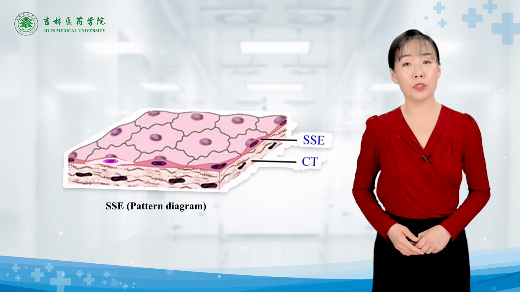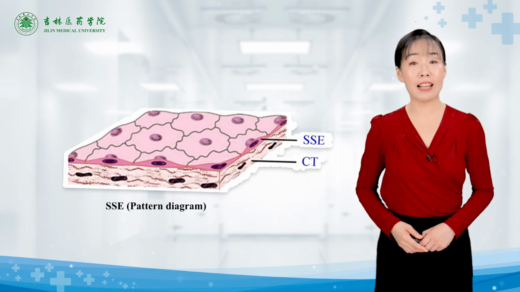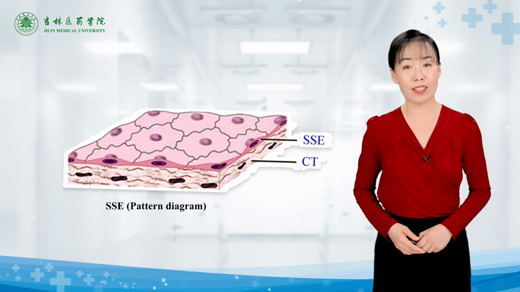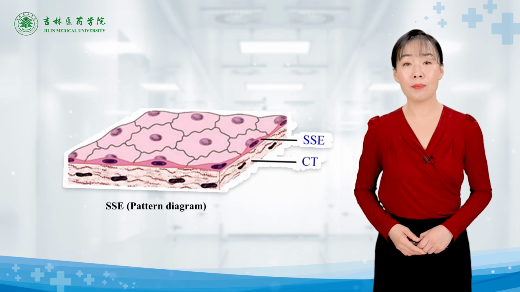From the vertical view, the cell and the nucleus are flattened. The middle part is thicker. The cell periphery is thin. The underlying tissue is connective tissue.